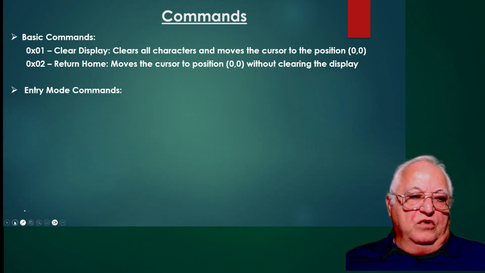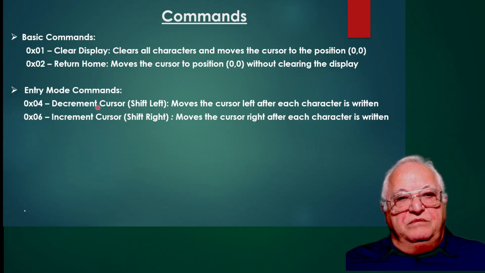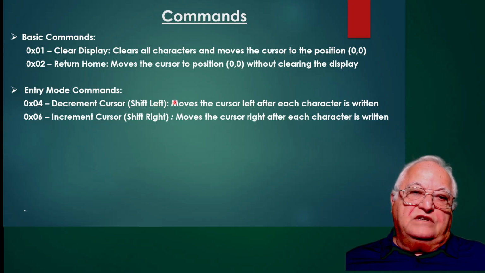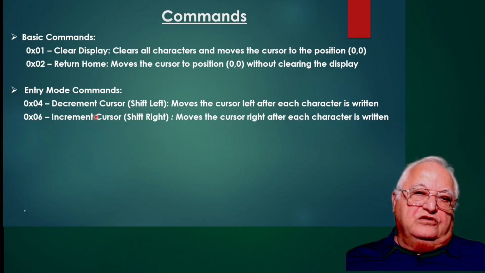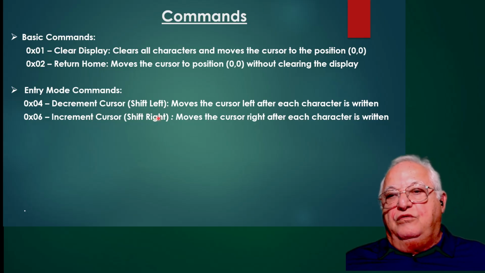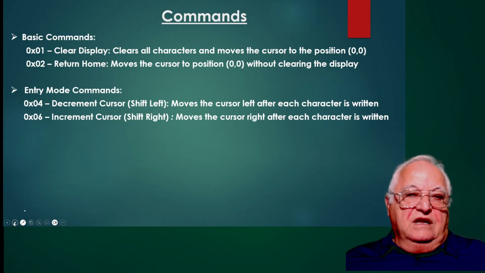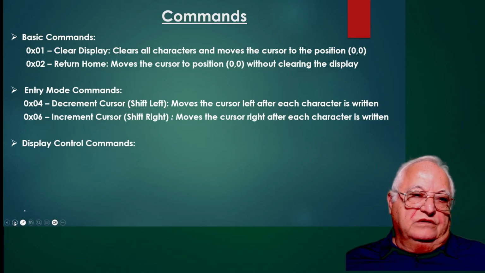We have entry mode commands. We decrement the cursor. That means shift to the left. And don't forget, when you shift the cursor to the left, that's where the next character is going to be displayed. Or you can shift the cursor to the right, move the cursor to the right, and that's where you're going to display your next character. So you send the command, hey, move it to the right, and then you send the data, and it's going to place it in the new location.